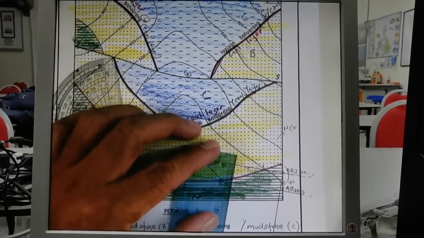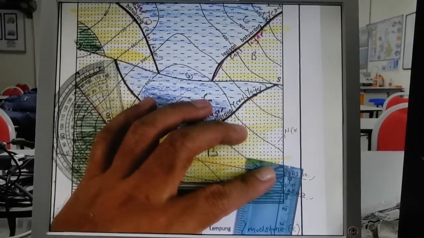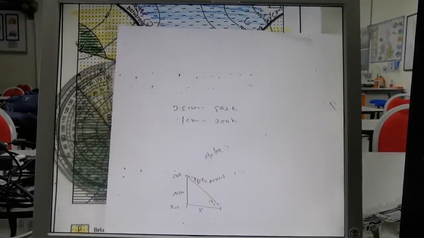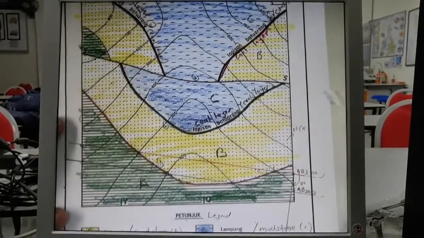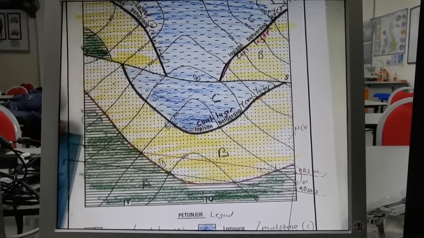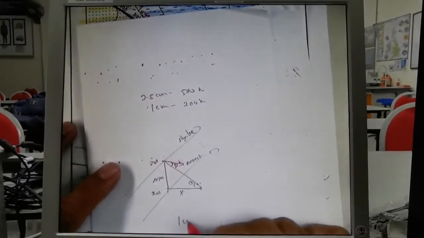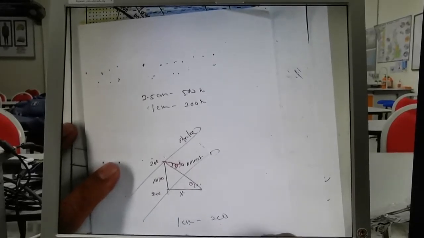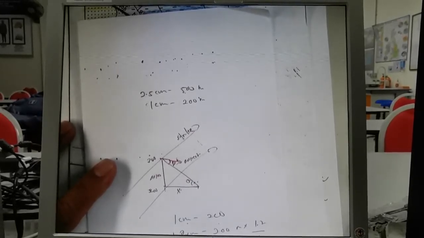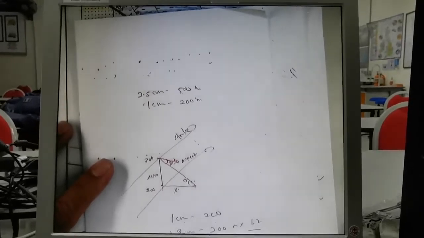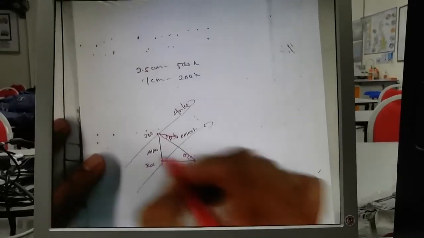1.2 centimeter. 1.2 centimeter is equivalent to... 1 centimeter is equivalent to 200 meters. So 1.2 centimeter is 200 meters times 1.2 divided by 1, which is about 240 meters. Okay, so our X is 240 and our Y is 100.